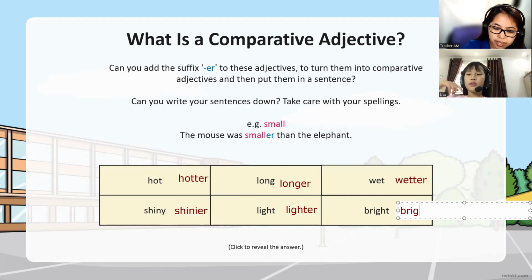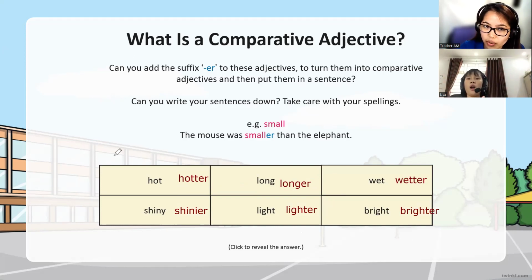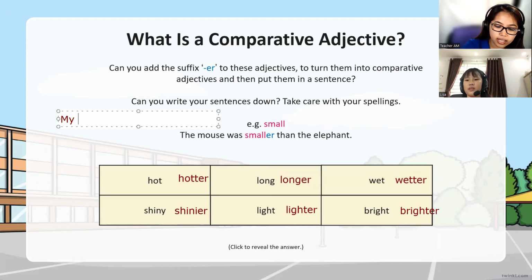Now, Dolin, let's make a sentence using each comparative adjective. For example, today is hotter than yesterday. What is your sentence? Yes, than yesterday. Great job. What about longer? My table longer than you. Yes. Okay, you can say, my table is longer than yours.